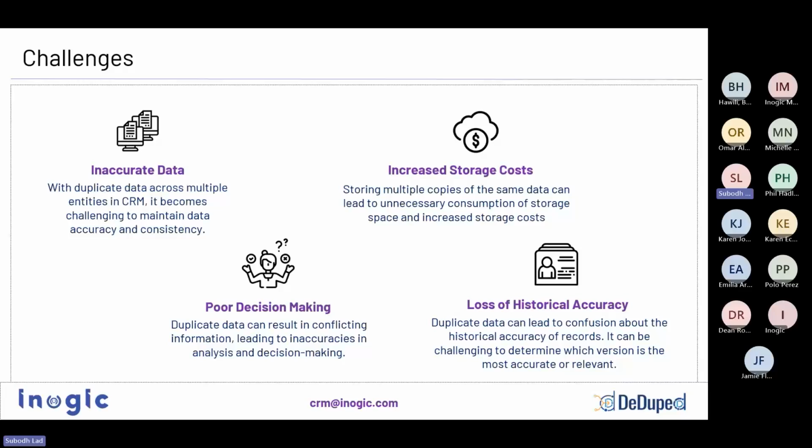Apart from that, loss of historical data. Duplicate data can lead to confusion about historical accuracy, like which record was created when, and you have to manually check which is the most accurate or most relevant data. So these are some of the challenges.